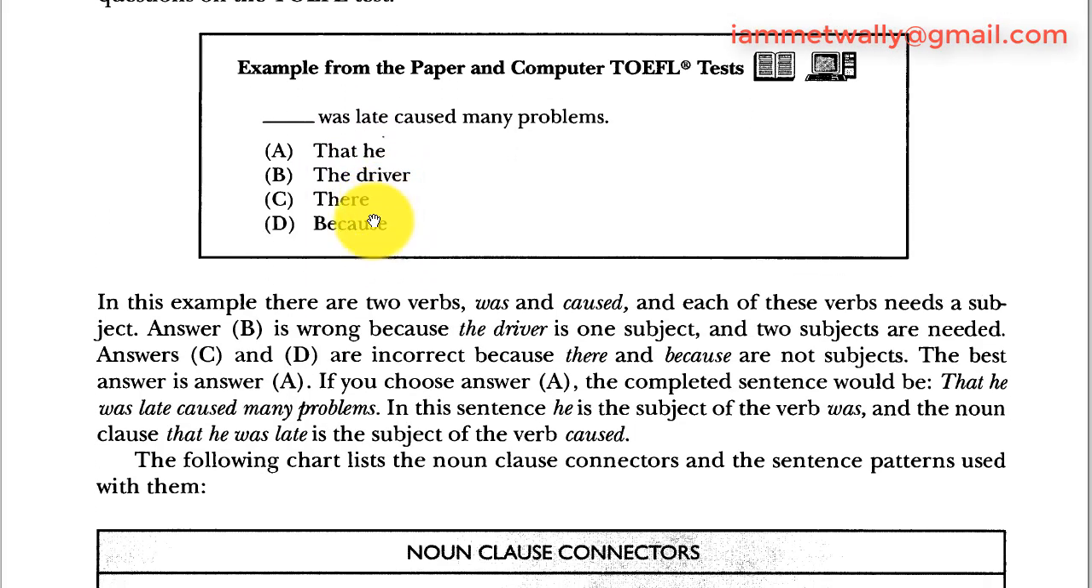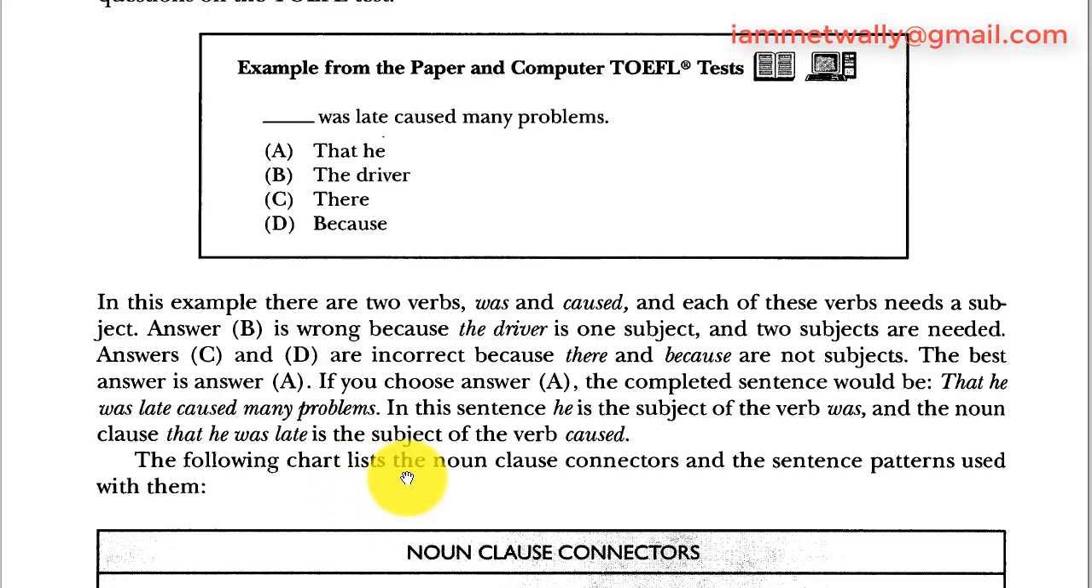Let's see the explanation. In this example there are two verbs, was and caused, as I said, and each of these verbs needs a subject. Answer B is wrong because the driver is one subject and two subjects are needed. Answer C and answer D are incorrect because there and because are not subjects at all. So the best answer is answer A. If you choose answer A, the complete sentence would be: that he was late caused many problems. In this sentence, he is the subject of the verb was, and the noun clause that he was late is the subject of the verb caused.